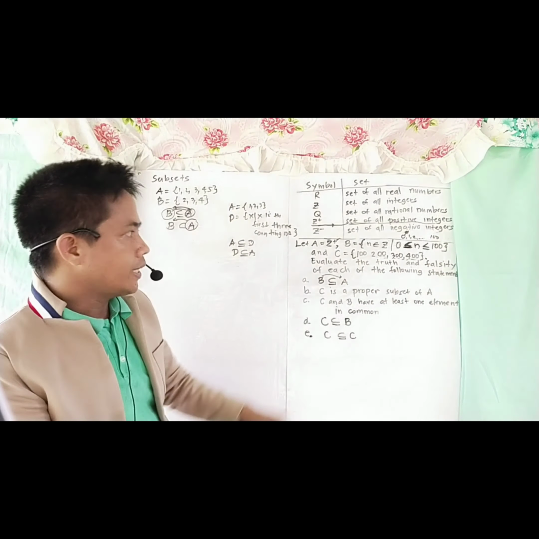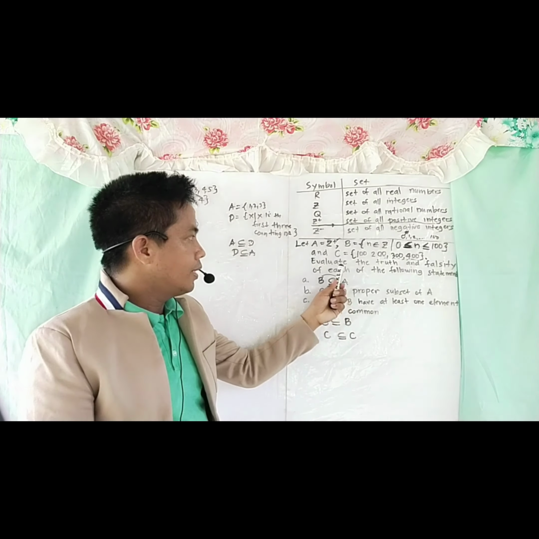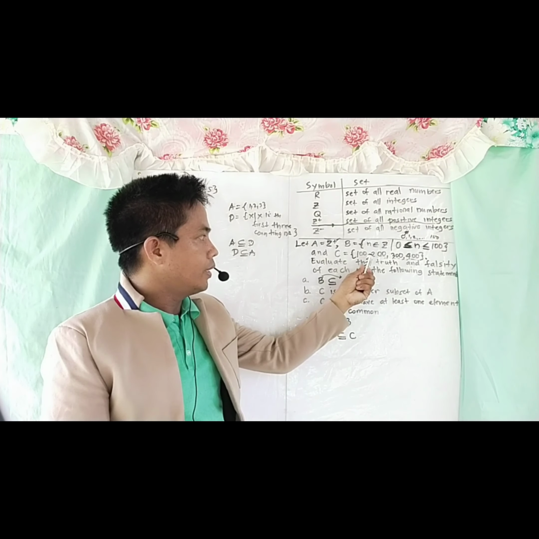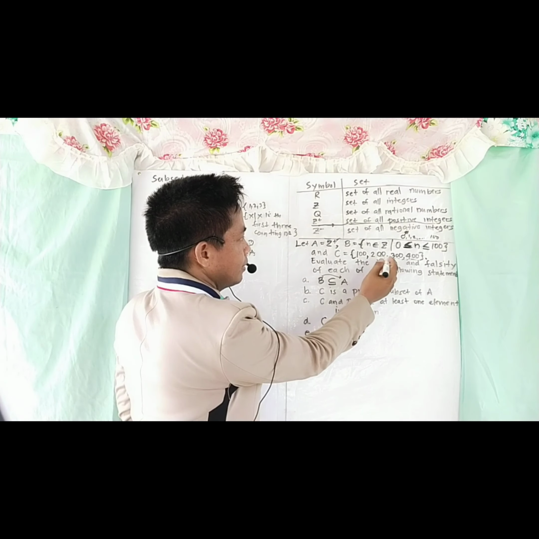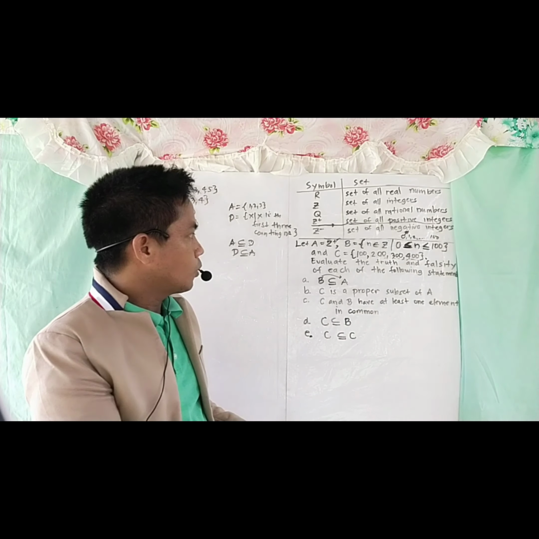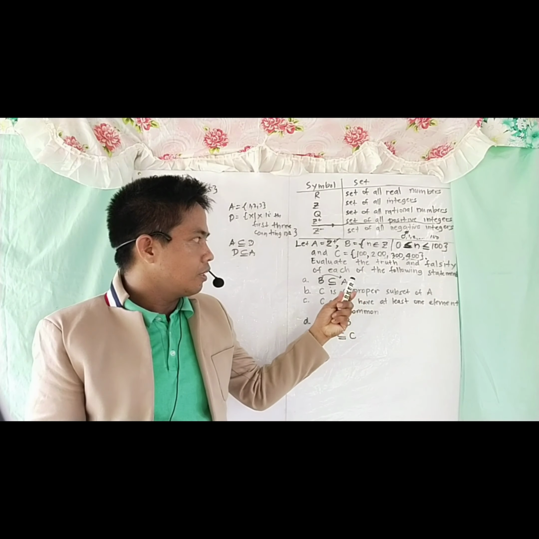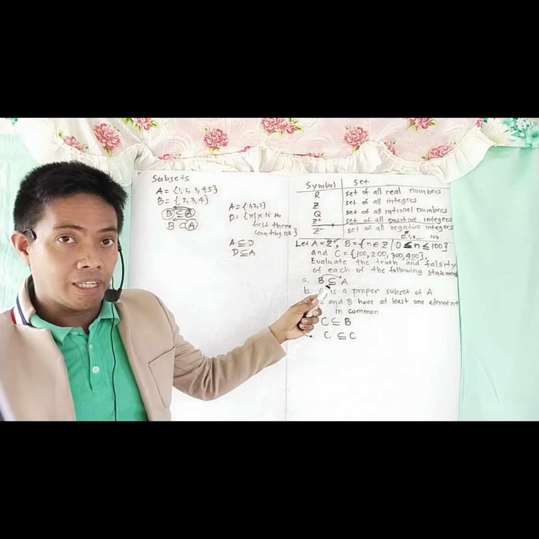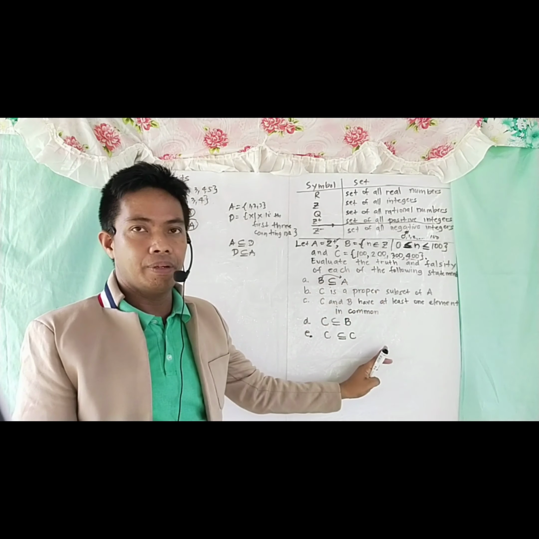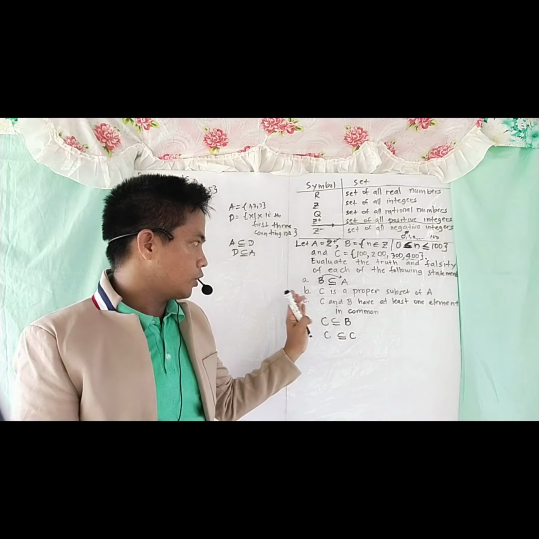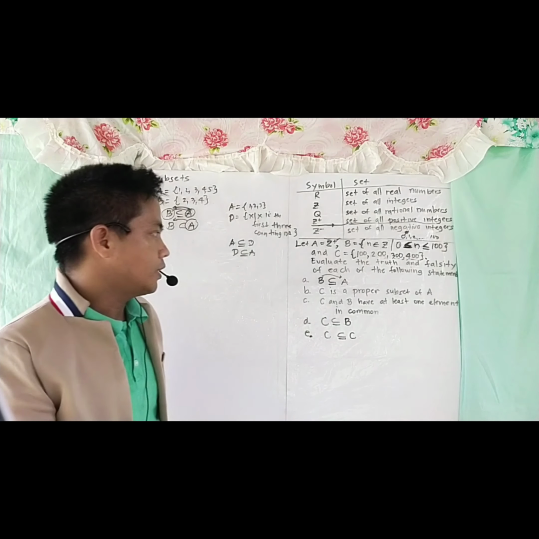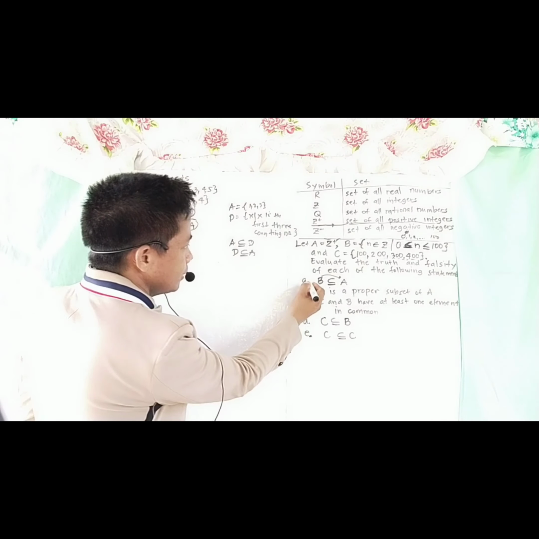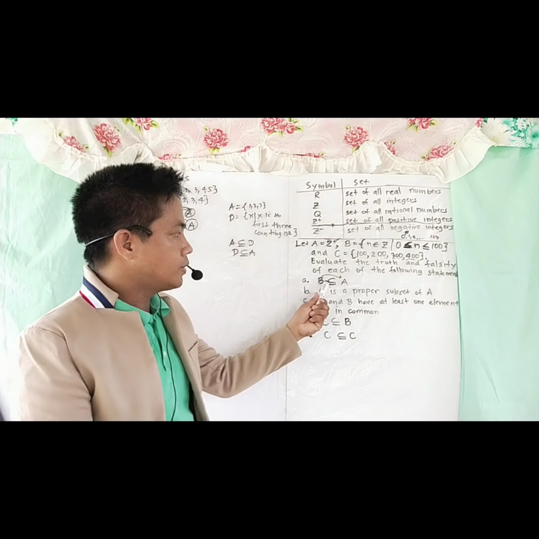We have now set C. In set C, the elements are listed: 100, 200, 300, and 400. So you are going to evaluate the truth and falsity of the following statements. Is it true or false? Let us now answer. We have letter A: B is a subset of A.